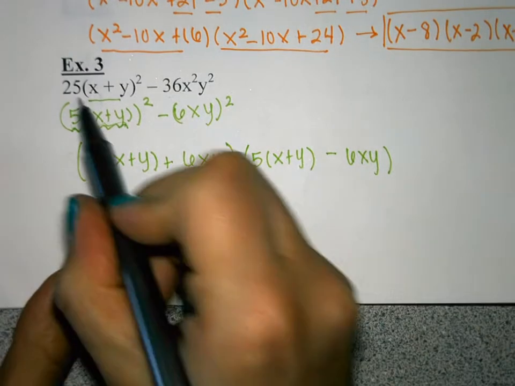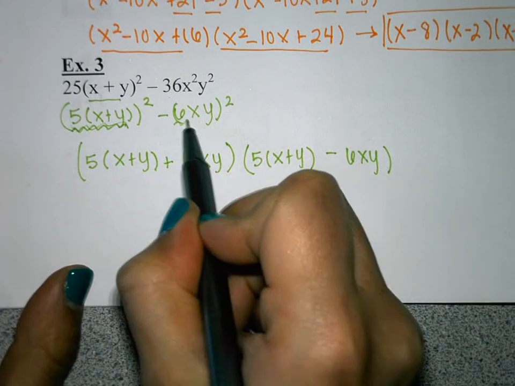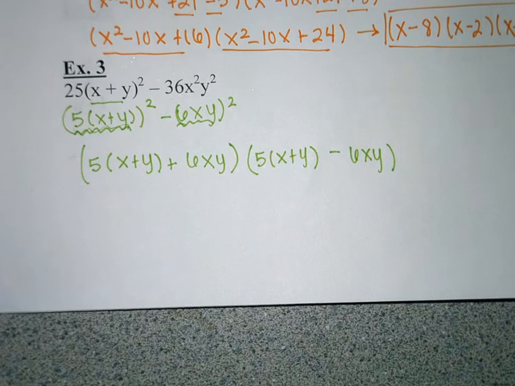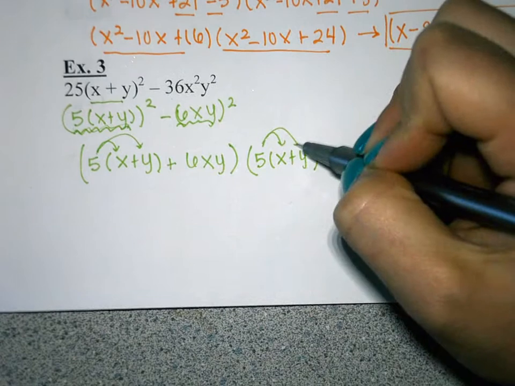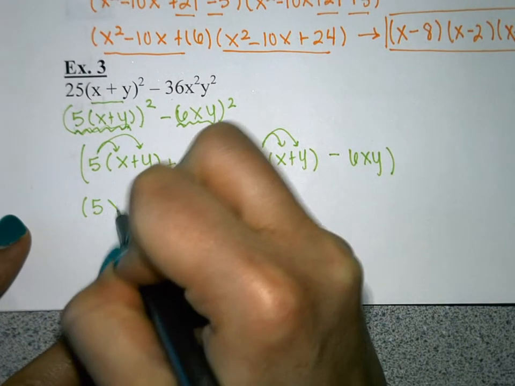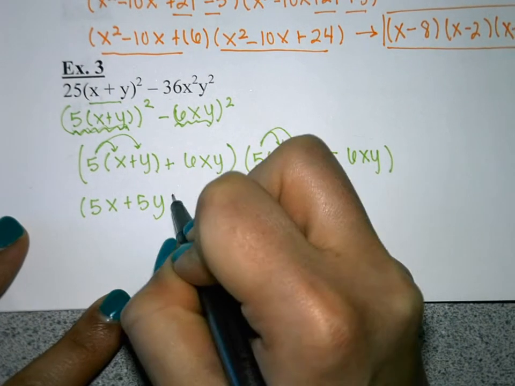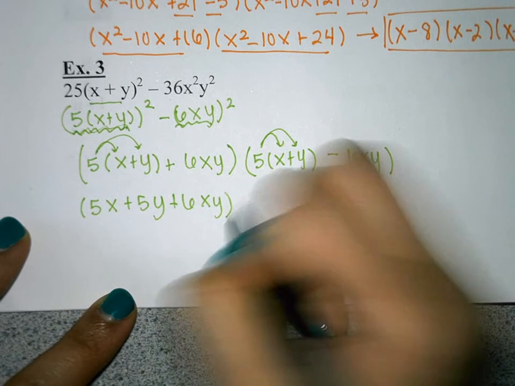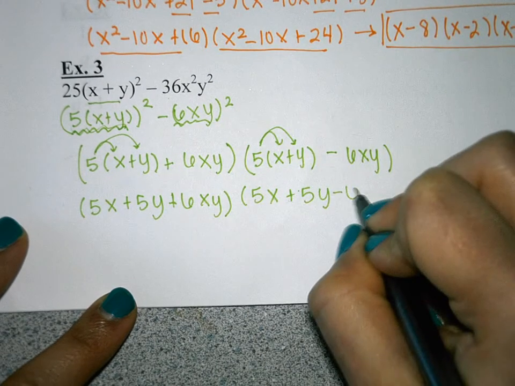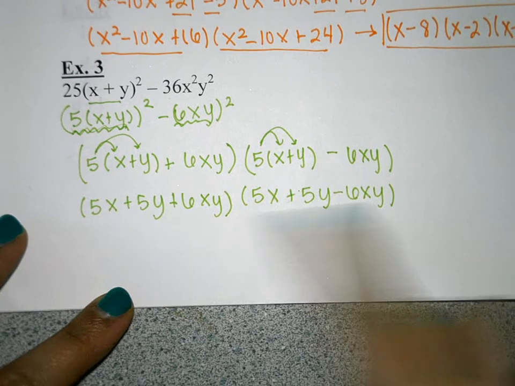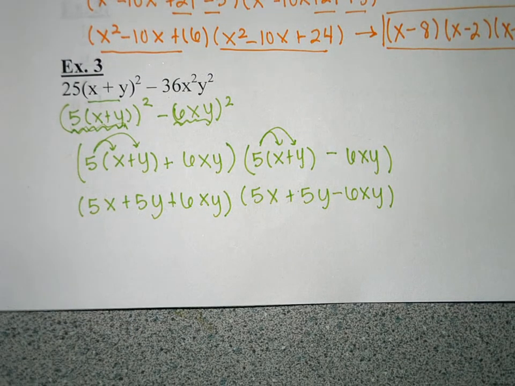So what we did here was we took the square root of each one first, so then we could just plug them into our difference of two squares rule. So to simplify, distribute the 5. So that's going to be 5x plus 5y plus 6xy times 5x plus 5y minus 6xy. There are no like terms to combine, so you are done.